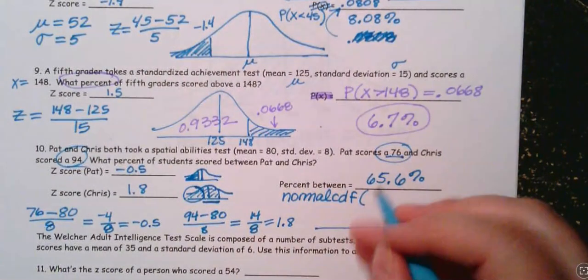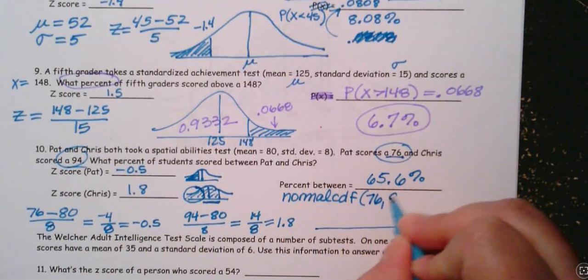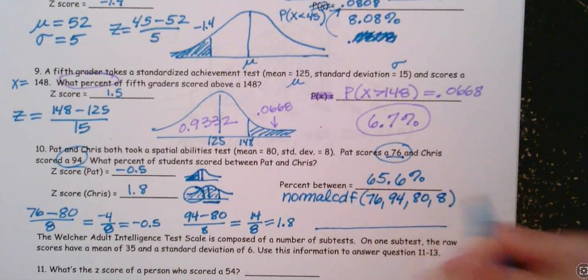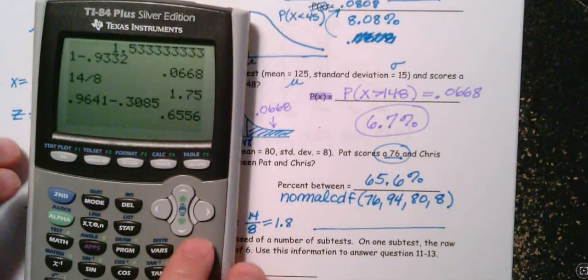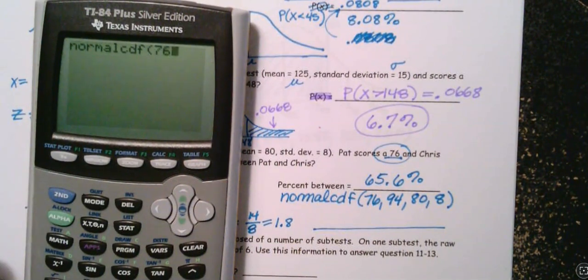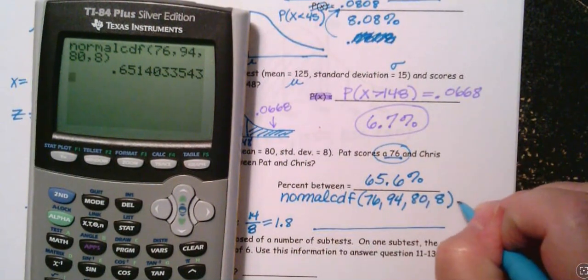So the lower boundary is 76, the upper boundary is 94, the mean is 80, and the standard deviation is 8. Everything we did with z-score is irrelevant if we're using the calculator. So we get 0.651, or 65.1%. So we would get a slightly different answer.